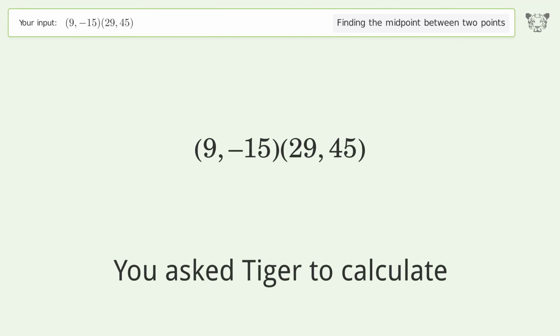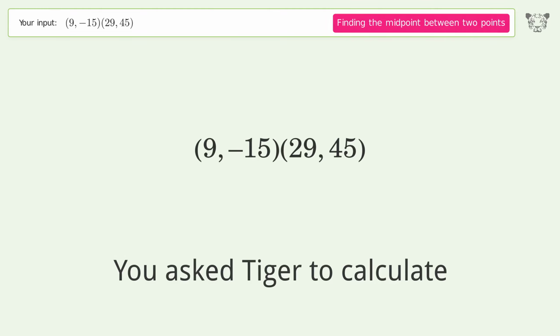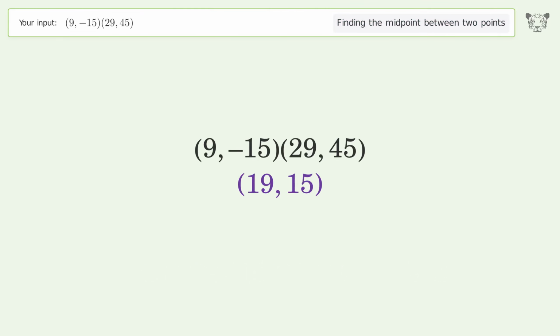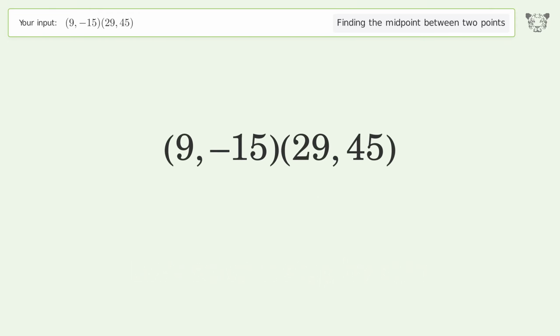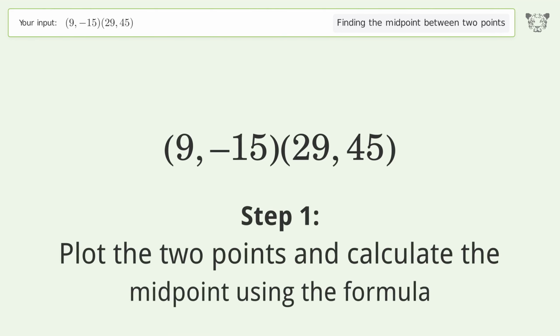You ask Tiger to calculate. This deals with finding the midpoint between 2 points. The midpoint between the 2 points is 19, 15. Let's solve it step by step. Plot the 2 points and calculate the midpoint using the formula.